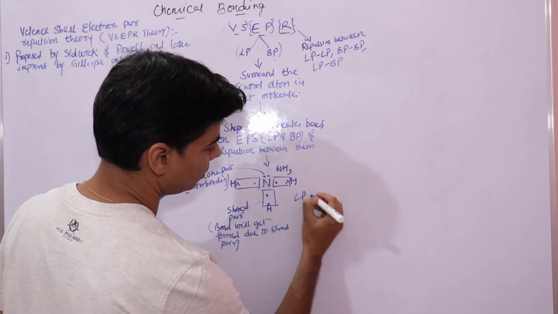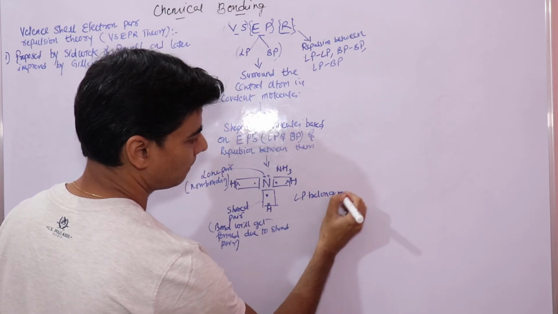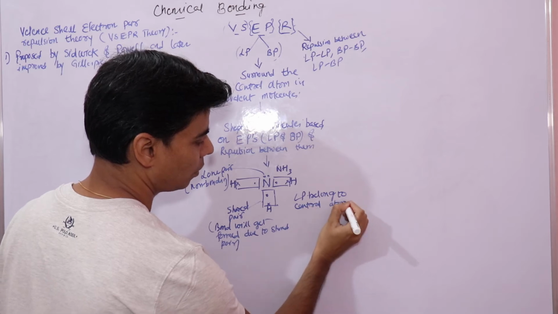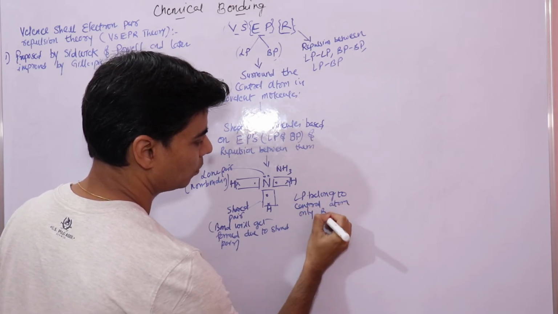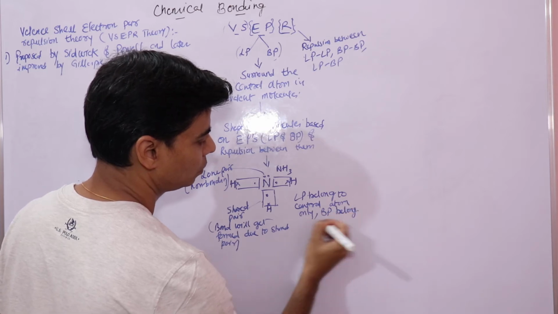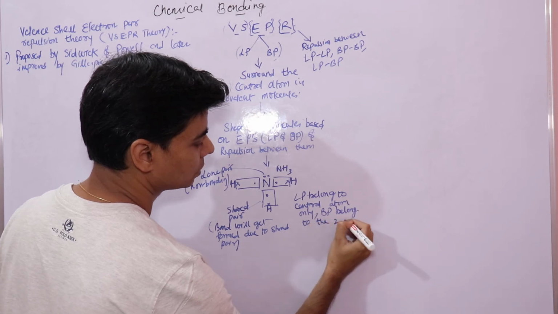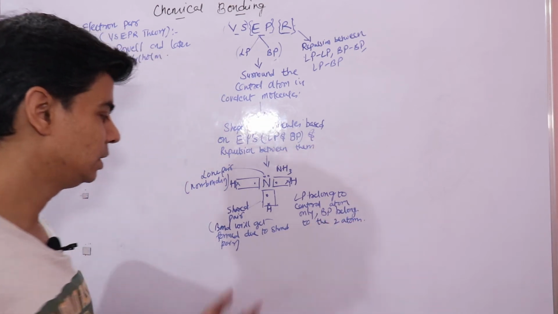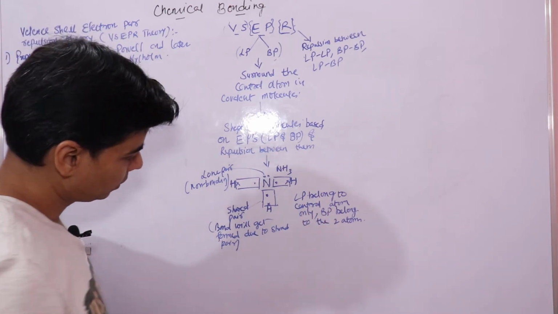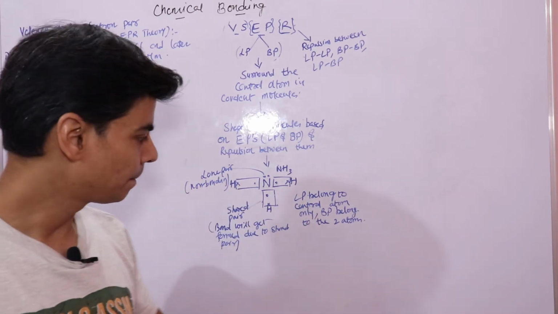So a lone pair belongs to the central atom only, and a bond pair belongs to the 2 atoms, as a result of which this shared pair of electrons has been formed, right? So this is the concept of lone pair and bond pair, right?